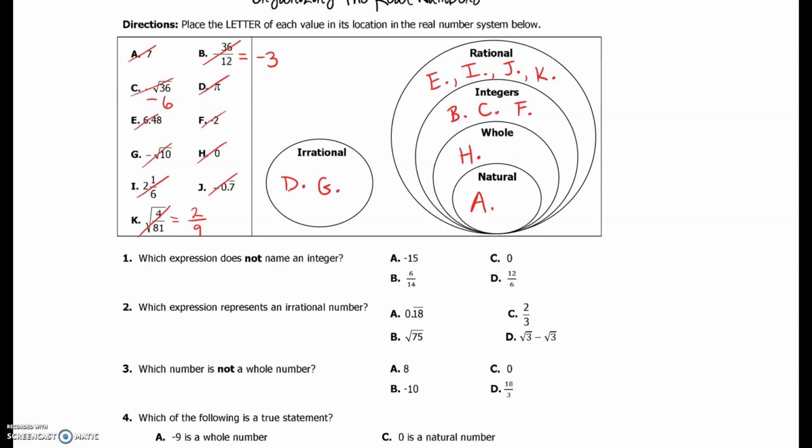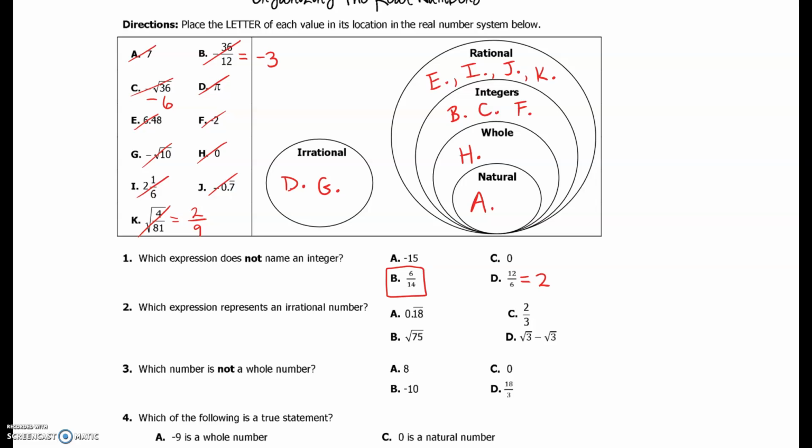So -15 is an integer. It's a negative whole number. 0 is a whole number, which means it's also an integer. 12 divided by 6 is actually 2, which means it's a natural number and therefore an integer. So the only one that doesn't fall into this integer category is this fraction 6/14. Fractions are rational numbers. They are not integers.